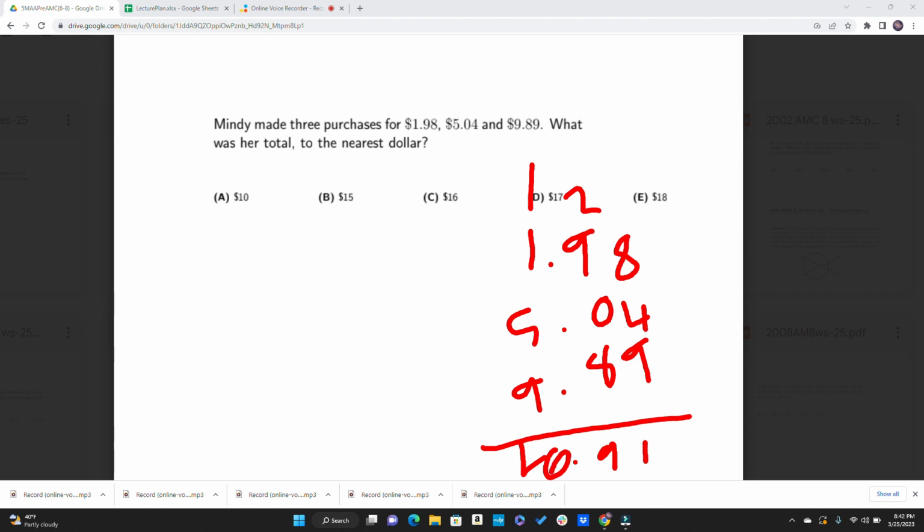$16.91. We want to round that to the nearest dollar. 91 cents is rounding up, right? We're rounding up because we have 91 cents. So our answer is D, 17. 16.91 rounds up to 17.